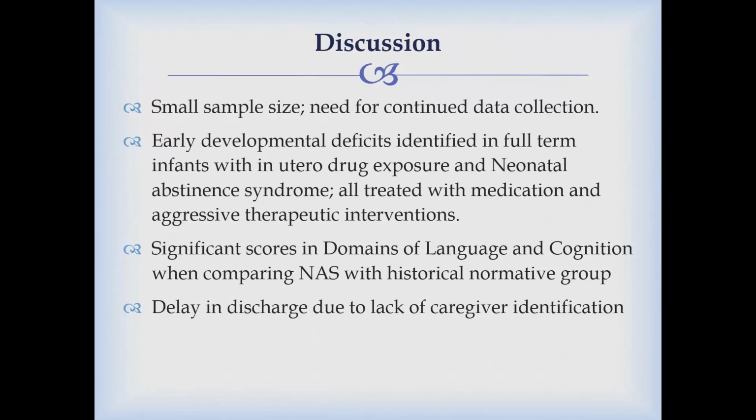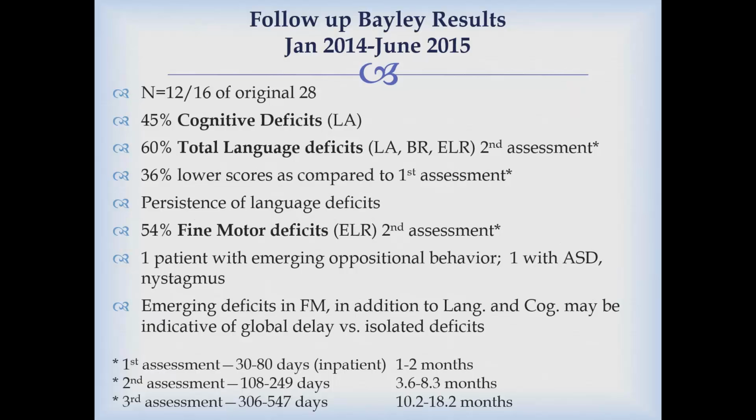So we thought this was indeed very significant. We do note that this is a very small sample size. There needs to be continued data collection. We noted significant scores in the domains of language and cognition that were lower in the NAS group versus historical normative group. And we also noted that we did have some delays in discharge due to caregiver identification. We did publish this paper that was in Clinical Pediatrics in 2014.